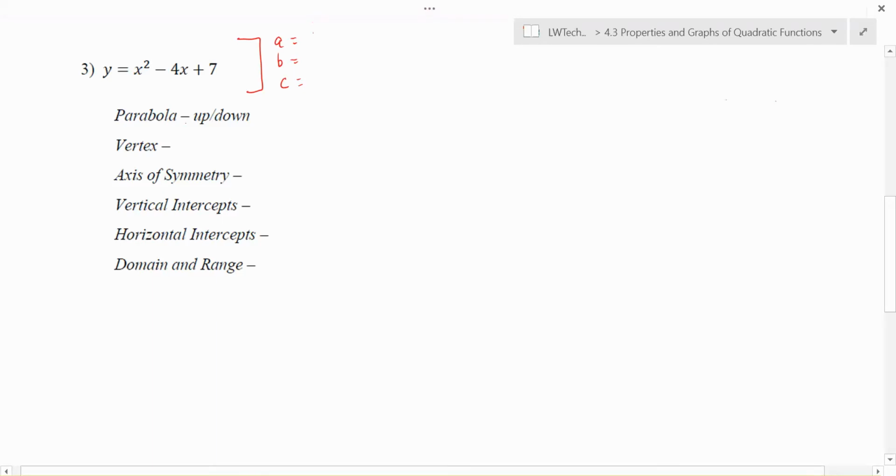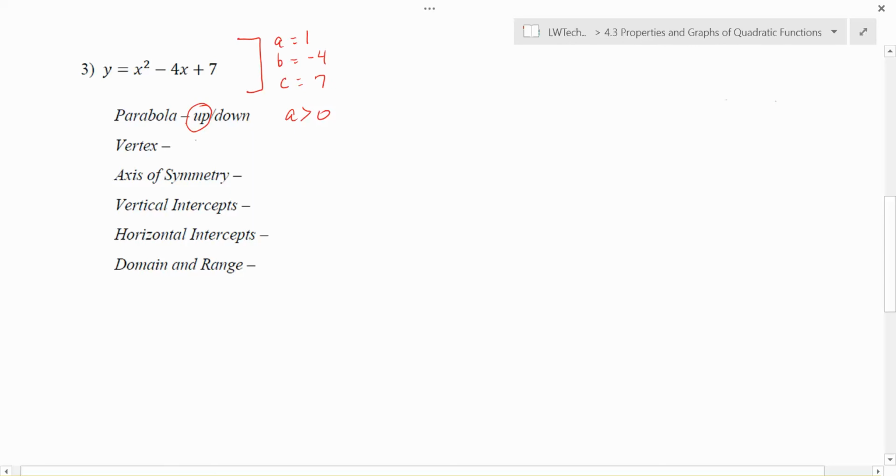A is the coefficient of the x squared term, which in this case is 1. B is going to be the coefficient of the x term, which in this case is -4, and c is going to be the plain number 7. Because my a value is a positive 1, because it's positive, it's smiling, and my parabola I'm expecting to open up. So this is again because my a value is bigger than 0 this time.